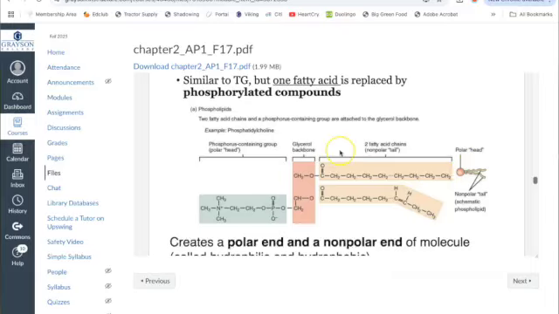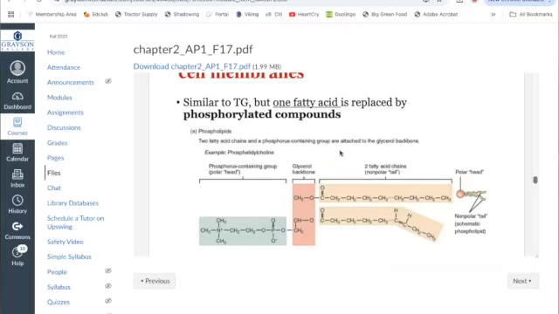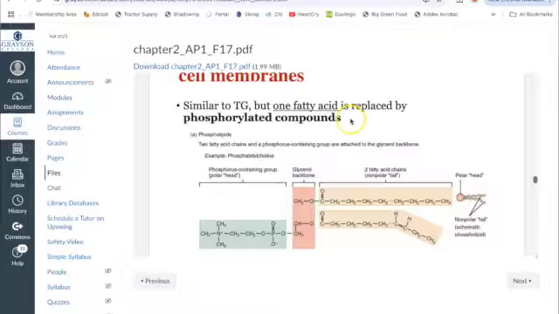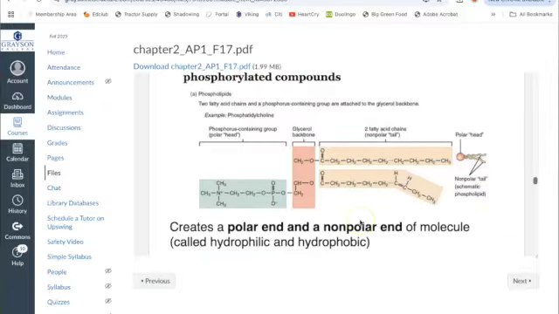Okay, it's similar to a triglyceride. It's that one of the fatty acid chains is replaced by a phospho part. Remember, this is a glycerol part. Here there are 2 fatty acid chains rather than 3, and the third is replaced by a phospho group.